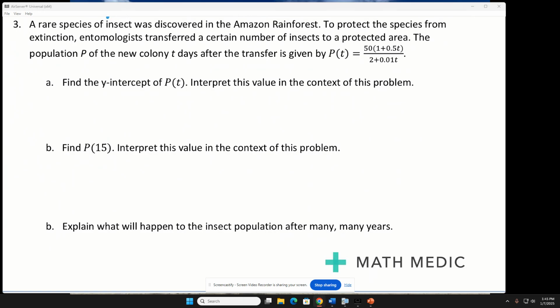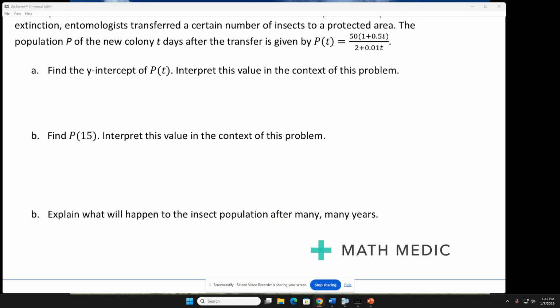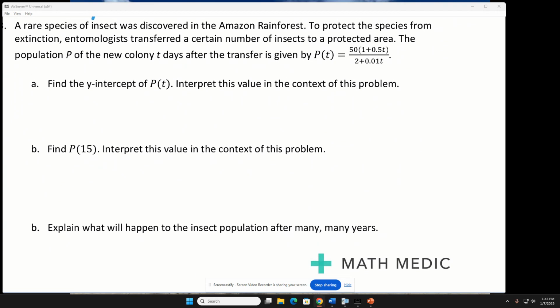And they're discovered in the Amazon rainforest. And to protect the species from extinction, entomologists transferred a certain number of insects to a protected area. The population of the new colony 2 days after the transfer is given by this function. Now, the way this is written is not super helpful. We're going to need to go ahead and distribute that 50 in the numerator. Okay.